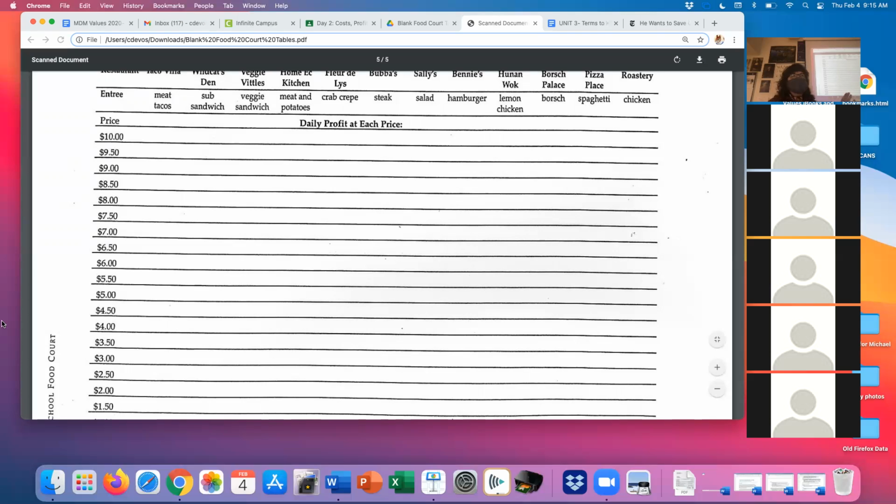And like I said, I'm going to show you the completed tables. We're going to look at how they vary. And again, we're going to try to find that sweet spot, right? Where the restaurant is still making a profit and there's still a good amount of people. The sweet spot where there's a nice amount of people buying it for a certain price, and where a restaurant can still make a profit. And then we're going to see if that makes it a good, viable restaurant for our food court. All right.